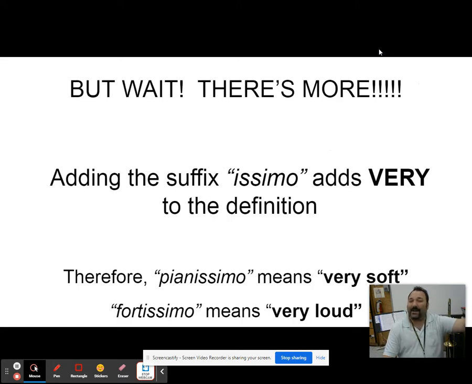But wait, there is more. We could add a suffix to these words, issimo, and that adds the word very to your definition. So if we take piano, turn it into pianissimo, we're making it very soft. And we can also take issimo and add it to forte, which gives us fortissimo, and that means very loud. So the very is more on the outer edges. So if you have something that's loud, you could make it louder by making it fortissimo. And if you have something that's soft, piano, you would actually make it softer by adding issimo.